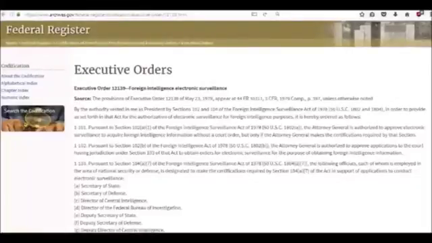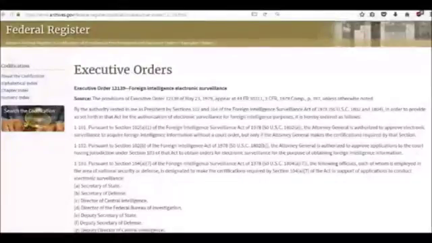Now, let's look at this little-known and little-discussed Executive Order 12,139 that gives the President just such authority to order surveillance without a court order. The order reads as follows, quote, "By the authority vested in me as President by Sections 102 and 104 of the Foreign Intelligence Surveillance Act of 1978, in order to provide as set forth in that act for the authorization of electronic surveillance for foreign intelligence purposes, it is hereby ordered as follows.